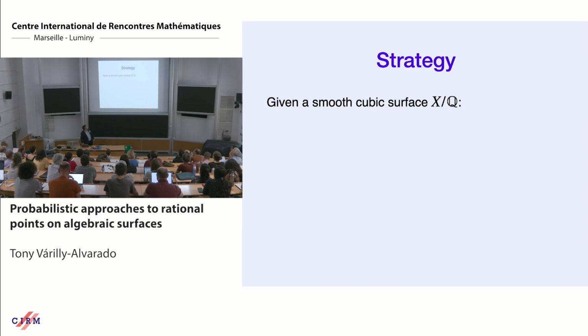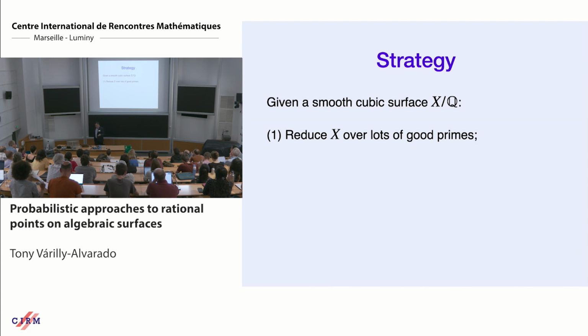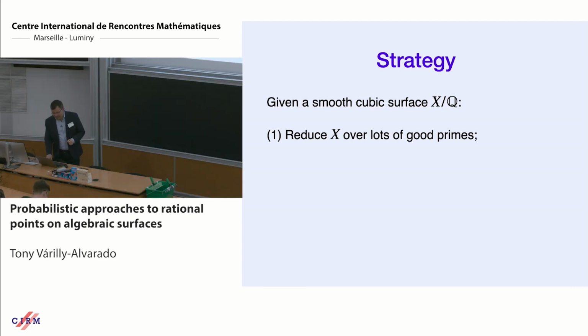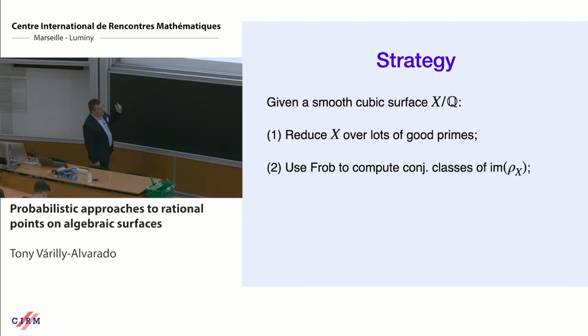So what we're going to do is start with a smooth cubic surface and reduce modulo lots of primes. The word lots can be quantified. Ideally, you should do it in batches of about 10 primes at a time. If I don't get to that, someone please ask me at the end, why 10? Then we compute how Frobenius acts at each of these primes, and that gives us some conjugacy class in the image of rho X.